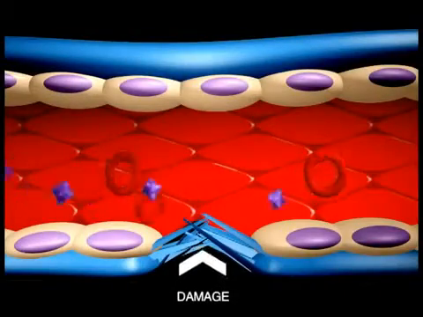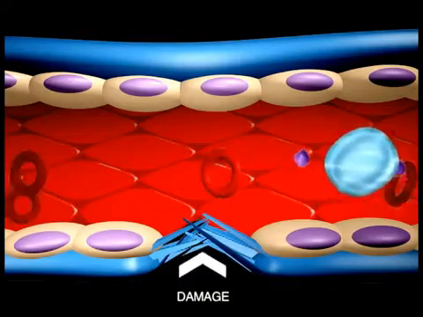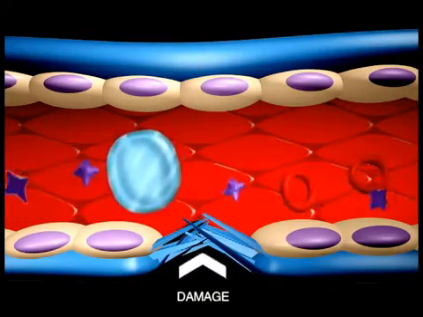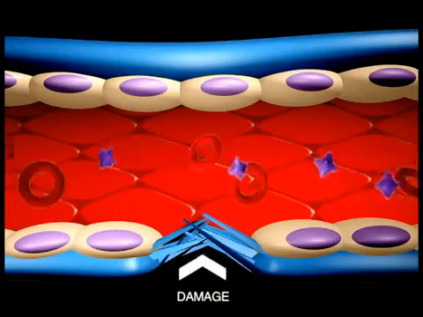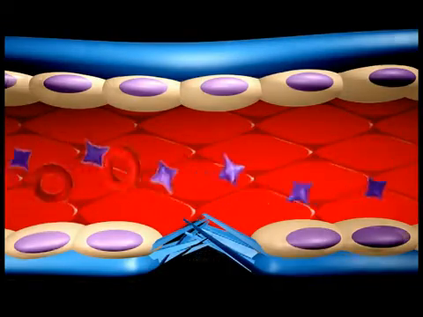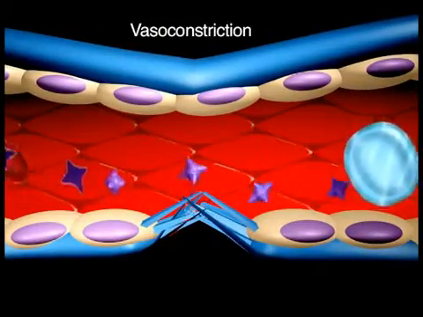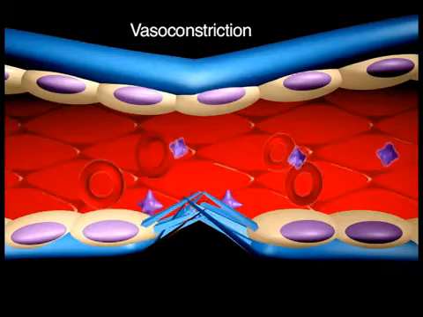Damage to small blood vessels and capillaries frequently occurs. When these vessels are damaged, there are three basic mechanisms that promote hemostasis, or the stoppage of bleeding. Following damage, there is an immediate reflex that promotes vasoconstriction, thus diminishing blood loss.